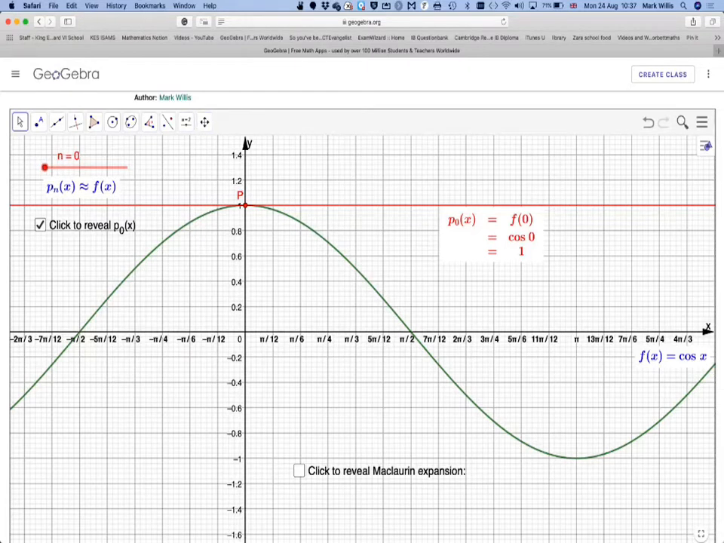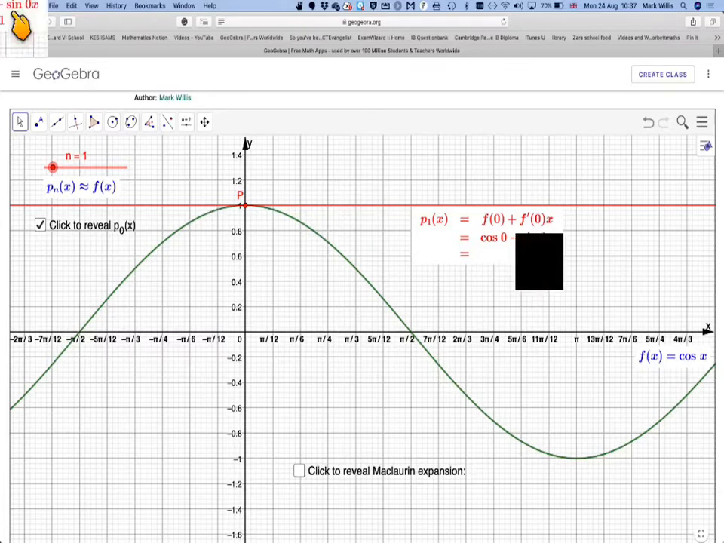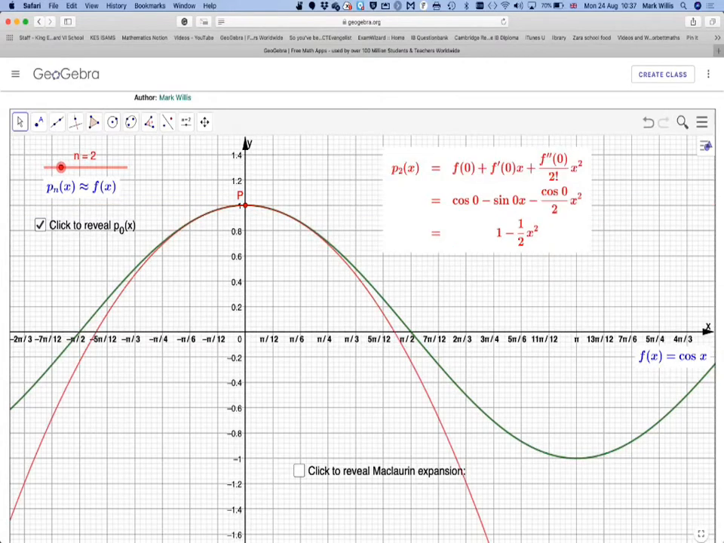We could try to make the approximation better by taking the next term, which will be f of 0 plus f dash of 0. If you differentiate cos, you get minus sine. Unfortunately, the sine of 0 is 0, so our approximation is no better, and this is actually a 0 term. So we will go to the next one.